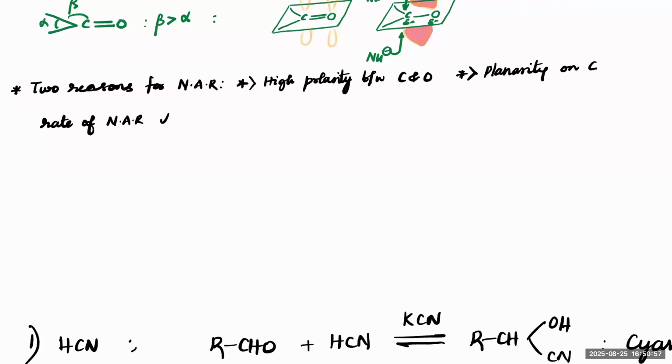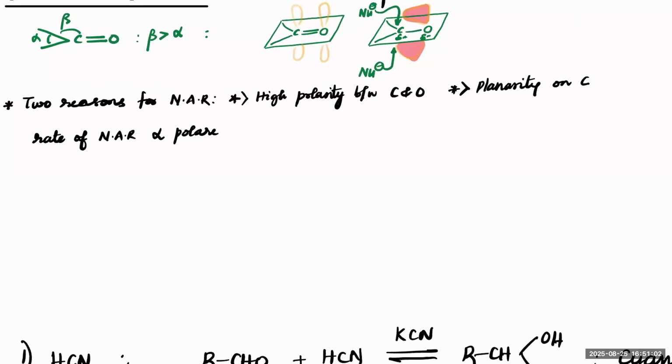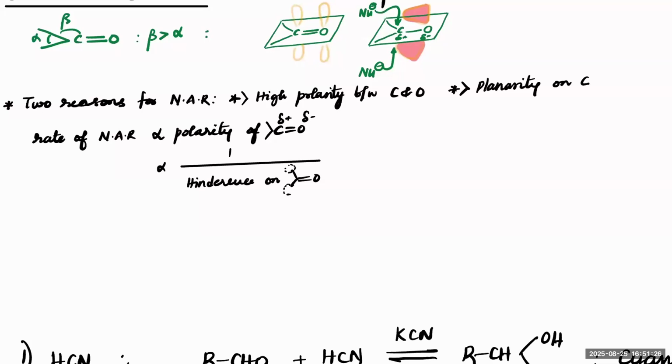the rate of nucleophilic addition reaction is directly proportional to, first, the polarity of the C double bond O, right? And it is inversely proportional to the hindrance on the C double bond O. So these groups, if these two groups become bulkier, now it will start hindering more. Got it?